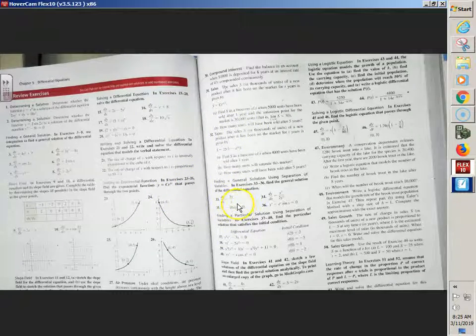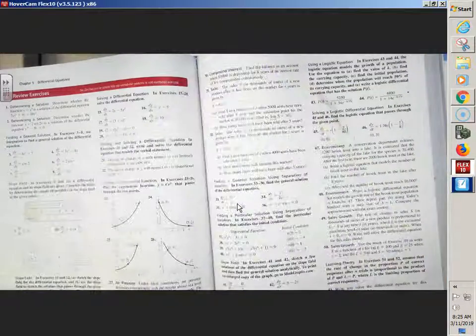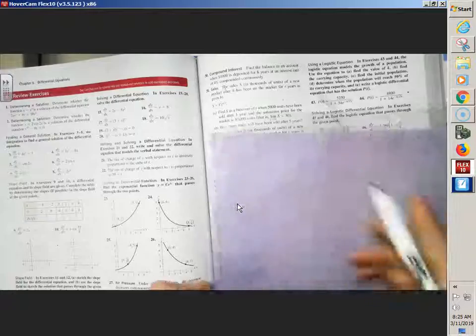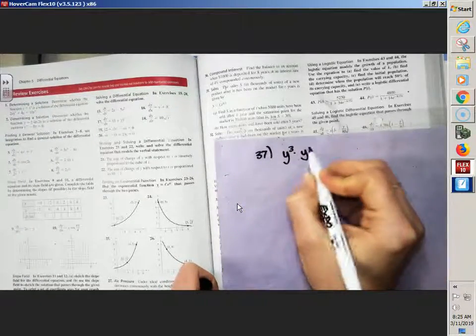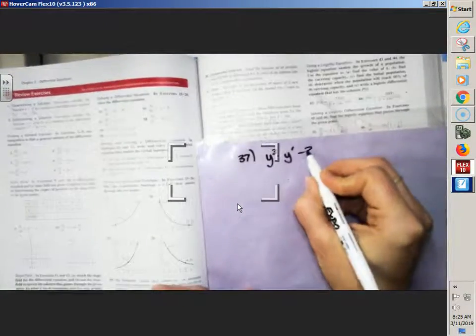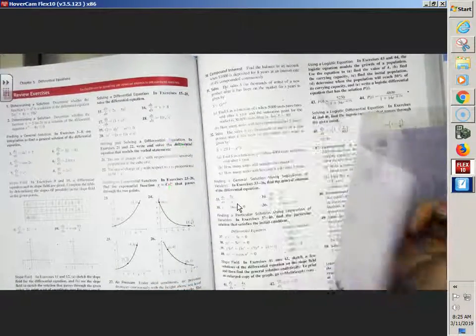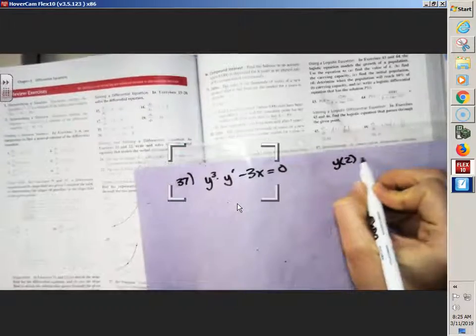The last question from our test review was number 37. And number 37 was a differential equation. Once again, guys, great questions, great practice. I'm just going to flip this over. What did you guys do in number 37 when you saw y cubed times y prime minus 3x equals 0, and you had a little y of 2 equals 2? Particular or general? What are we aiming for?